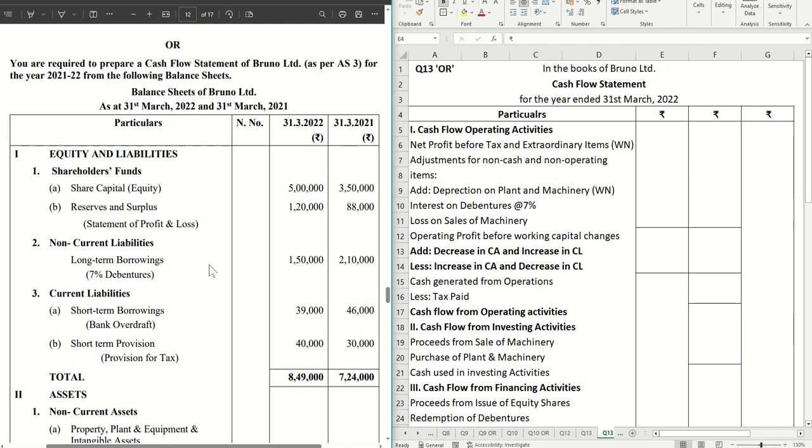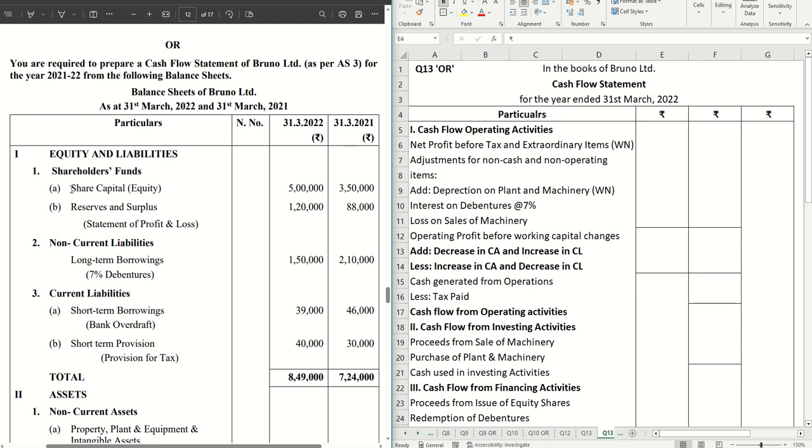This sum is also on cash flow where we are solving the OR question from question number 13. We have solved question number 13, the previous sum, where we were required to prepare the investing and the financing activity only. Here we are required to prepare the entire cash flow statement based on the information that has been given to us. Now let us pick up the items as we go along to make things easy and simple to understand. So in the books of Bruno Limited, we have this information given.